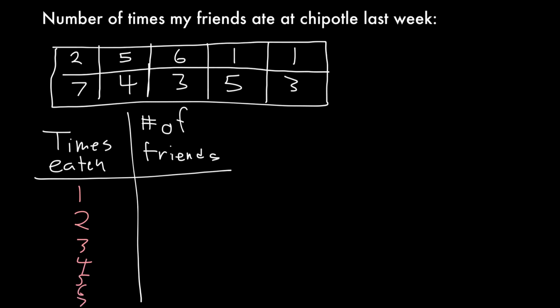We're running out of space, but if I look at my frequency table, I'm noticing that 2 friends ate at Chipotle one time. So that would be 2 people, and 1 person ate at Chipotle twice. 1 person ate Chipotle 3 times. Oh, sorry, that's 2 people. 2 people. There's the 1 and 2.